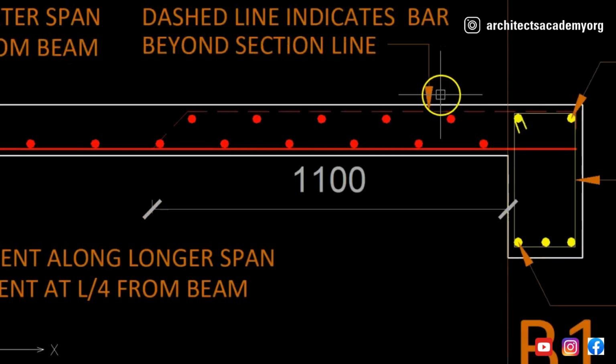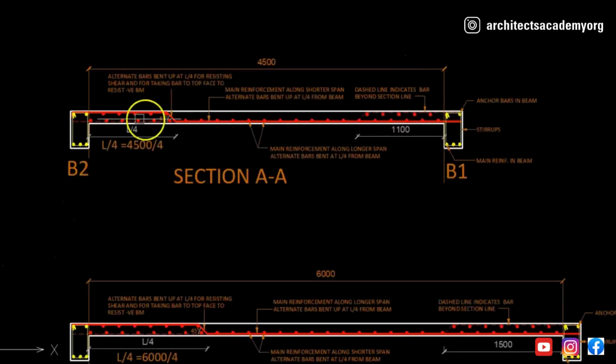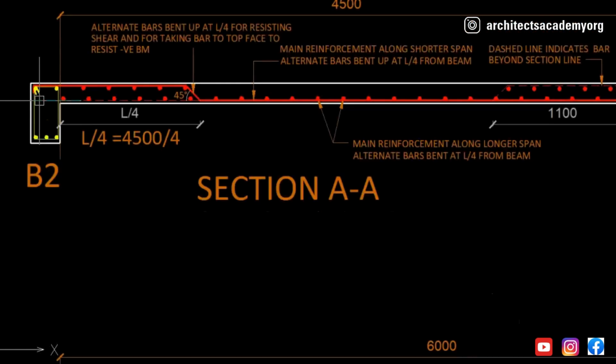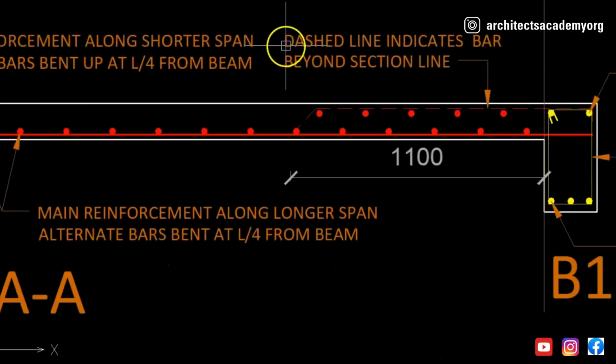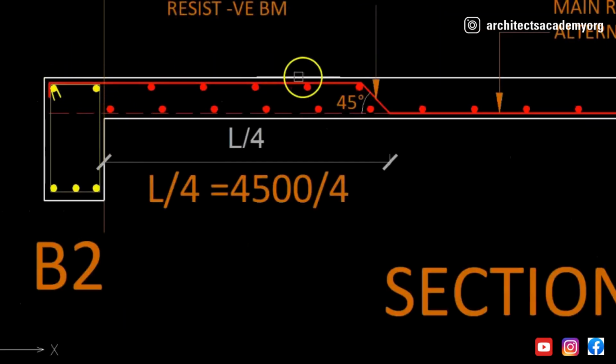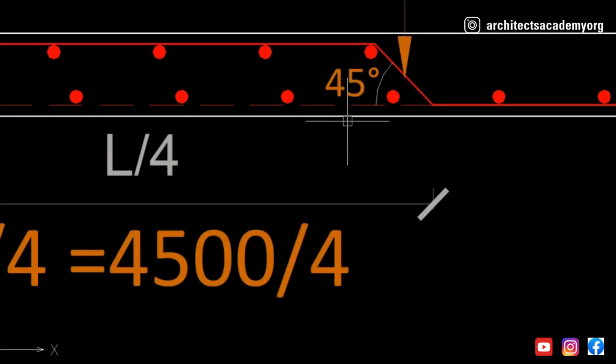Now you will see some lines which are shown as dashed lines, here and here also. What it means is that these are alternate bars which are seen beyond this bar in the slab, so that's why they have been shown as dashed. It has been written here that dashed lines indicate bars beyond the section line, while the bar shown in the continuous line is the bar which is seen in section.